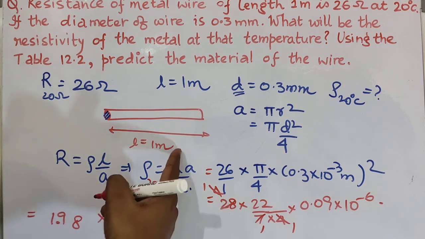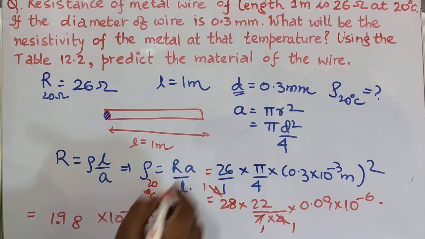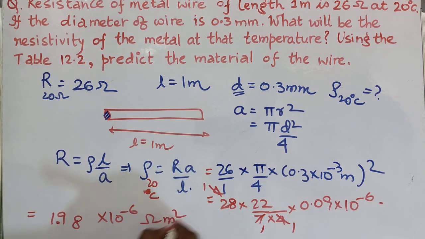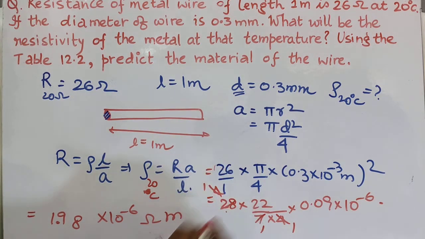What is the unit of resistance? Ohm. What is the unit of area? Meter square by meter. So the unit is ohm meter. So what is the unit of resistivity? Ohm meter, right? I have taken an extra value, 28 instead of 26, because I am getting an approximate value. So the resistivity has to be less than this.